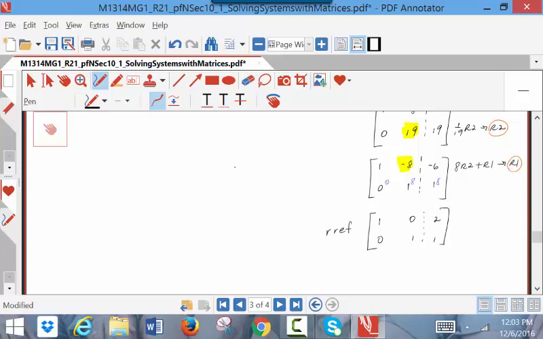What is my x value? 1x plus 0y equals 2, right? And 0x plus 1y equals 1. Here are your solutions to the original system of equations.